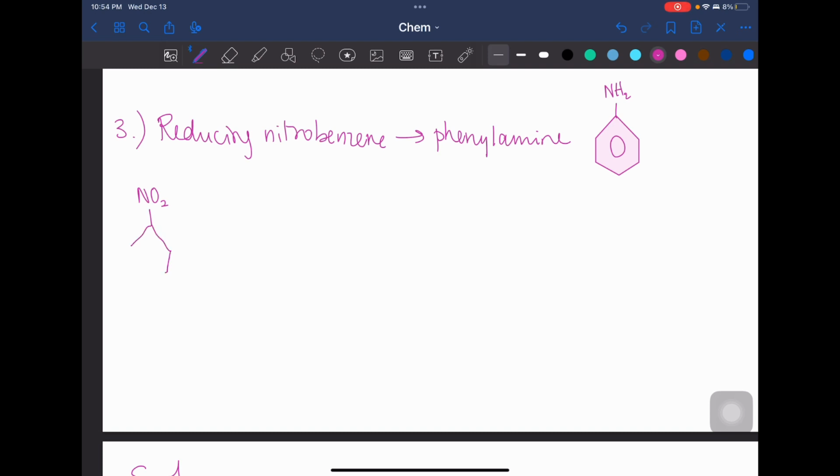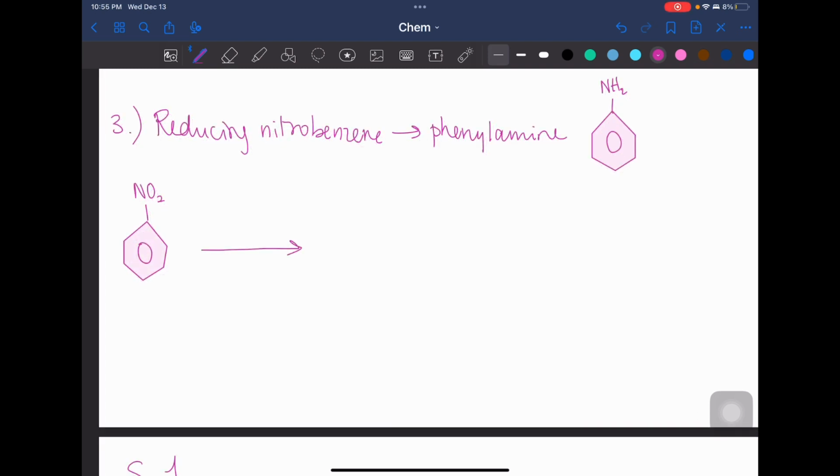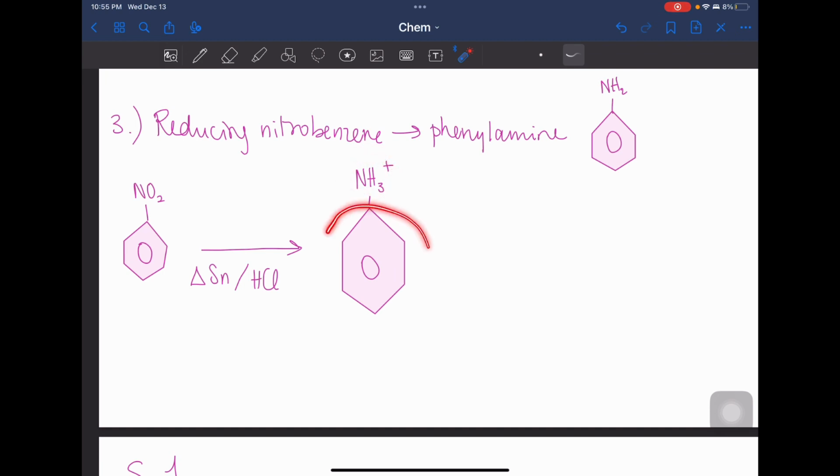First step to doing that is we're going to take our nitrobenzene and put it in some tin and hydrochloric acid. And then we are going to produce some phenylammonium ions. Oh, sorry, that's kind of an ugly ring. But we're going to produce some phenylammonium. So we know that this is ammonia, and we're going to connect it to a phenyl, so it's called phenylammonium.